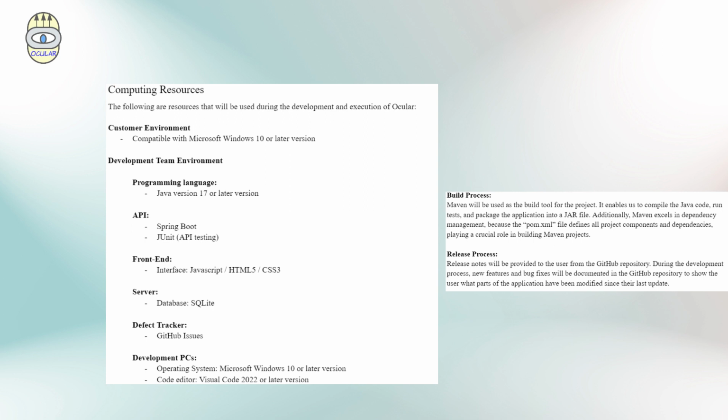Maven serves as a build tool, offering efficient compilation, testing, and packaging into a jar file. It has the pom.xml file that defines all the project components and dependencies and is needed to build a Maven project. Release notes on GitHub keep users informed of new features and bug fixes. It helps us to track issues efficiently. The release process includes providing release notes via the GitHub repository and documenting new features and bug fixes transparently for users.